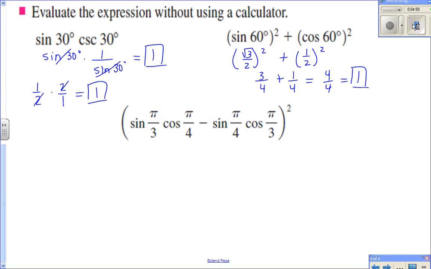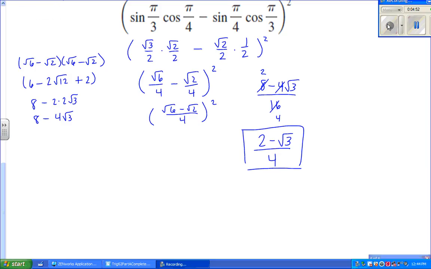Okay, so on this one, again, you have to realize that sine of pi over 3 is the same thing as a 60-degree angle. So sine is square root of 3 over 2. Cosine, 45-degree angle, is square root of 2 over 2. Sine of pi over 4, again, 45-degree angle, is square root of 2 over 2. And then cosine of that 60-degree angle is 1/2.